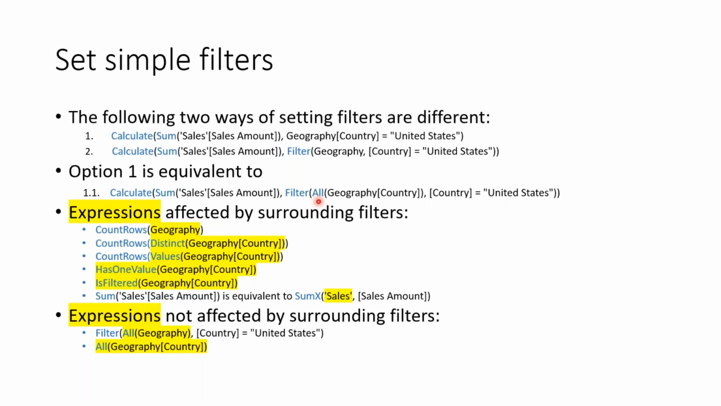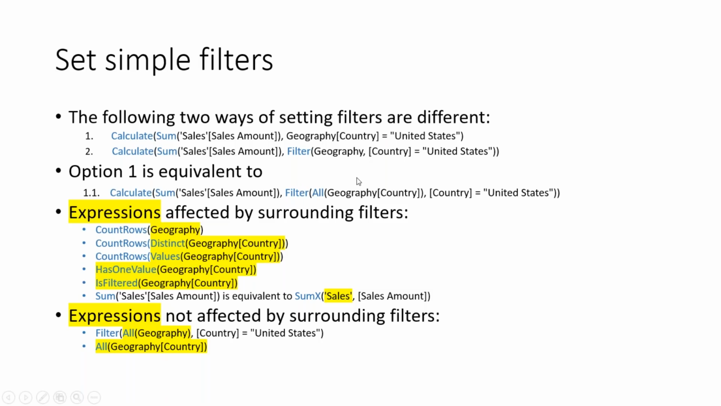All means unfiltered. So when I say all of geography country, that means give me a distinct list of countries from the original table without ignoring any filters on this. So the all of a column means unfiltered column, while the filtered geography, comma, country equals United States means a filtered table, and then country equals United States. And the first expression is syntax sugar for the third expression, so it's equivalent to putting all around the column name. Therefore, it's the unfiltered country.